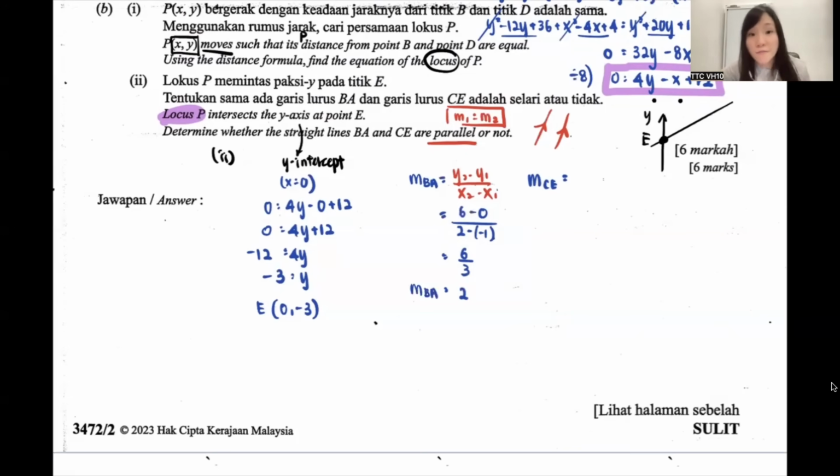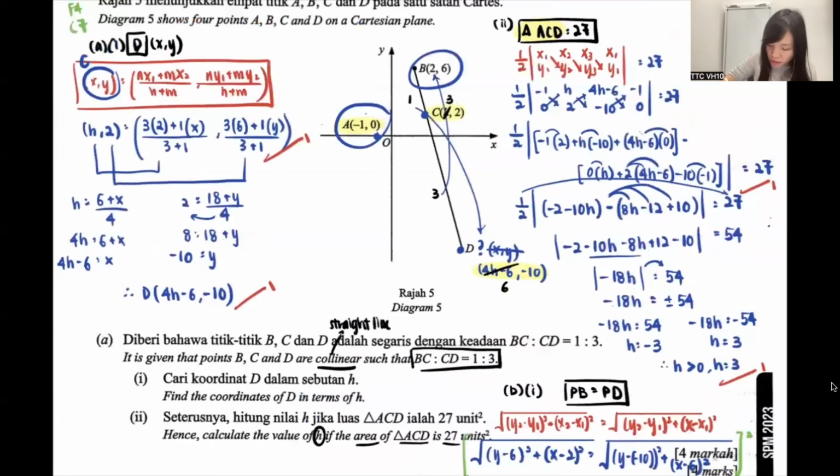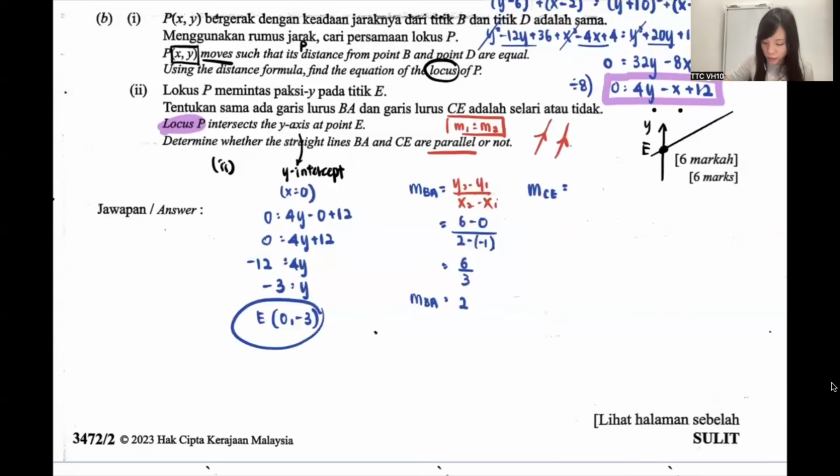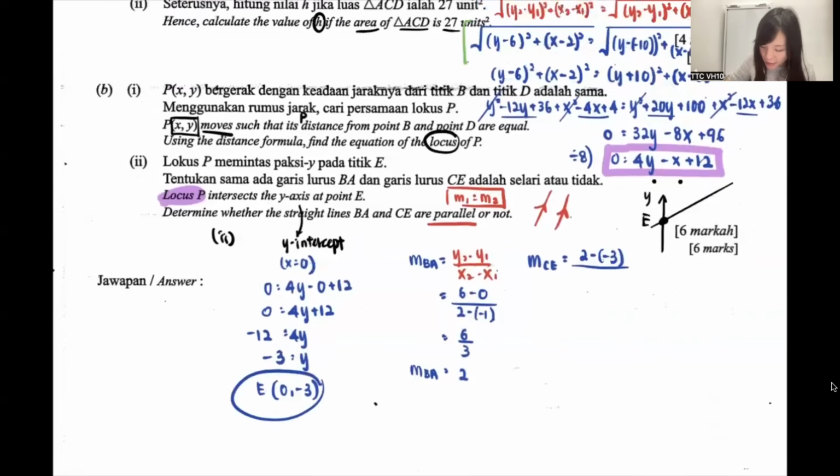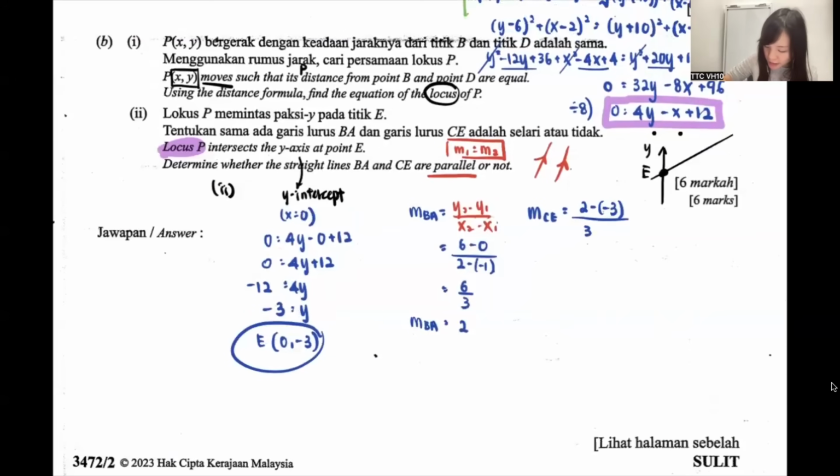Okay, next one, find the gradient for CE. This is coordinate E, this is coordinate C. Okay, 3, 2, and this one. So isn't it 2 minus negative 3, and then, let me see again, 3 minus 0? Isn't it 5 over 3?